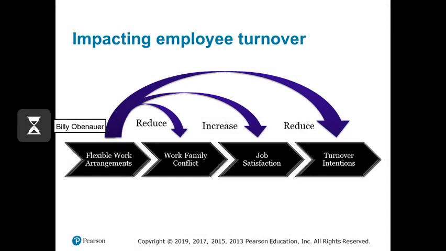Now, what we found as we analyzed this data is that, like you would expect, flexible work arrangements were shown to be negatively related with work family conflict. So basically, the more flexible work arrangements somebody had, the less likely it was that they were going to find that their work was interfering with their family. As a result of this, we saw that flexible work arrangements had a positive relationship with job satisfaction. So, the more somebody perceived that they had flexible work arrangements, the higher level of job satisfaction they expressed.